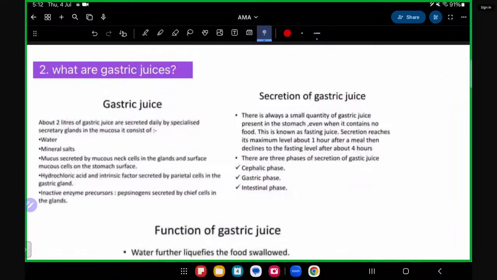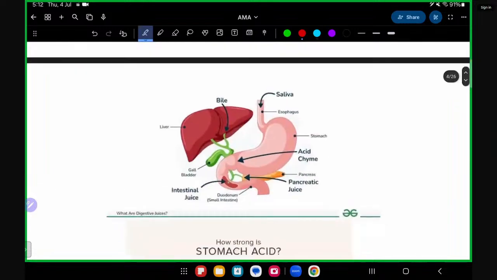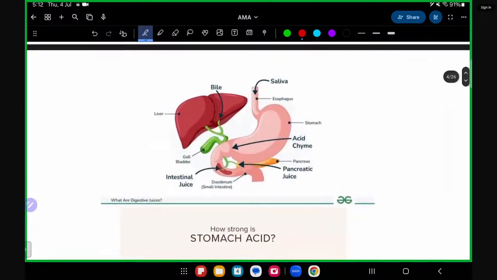What are gastric juices? As we all know, gastric juices are produced in our stomach. This is our stomach, then this is our esophagus. Saliva is produced in our buccal cavity, right? In the stomach, gastric juice is produced and digestion takes place.